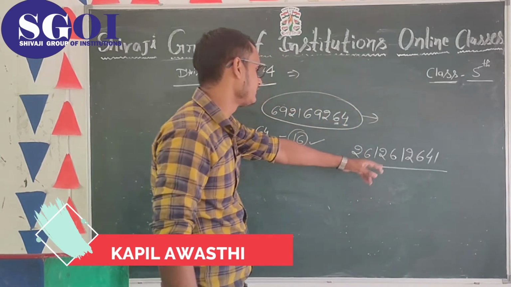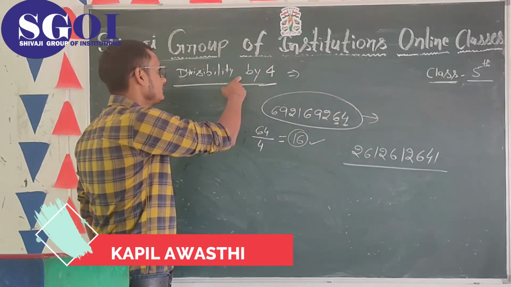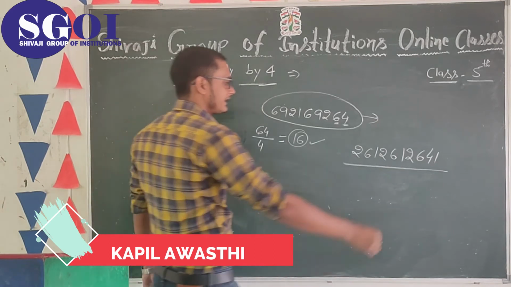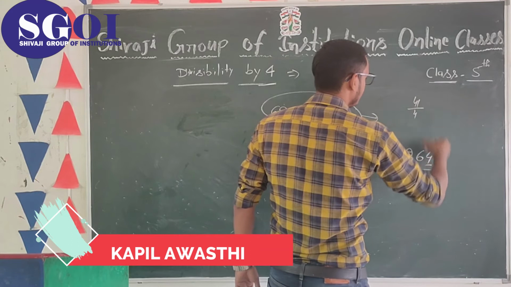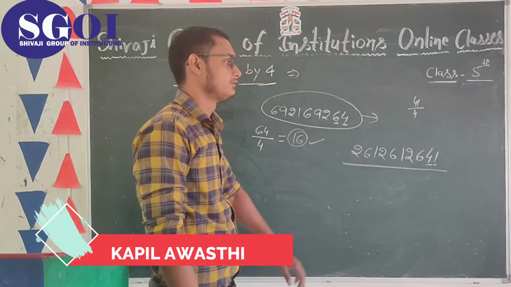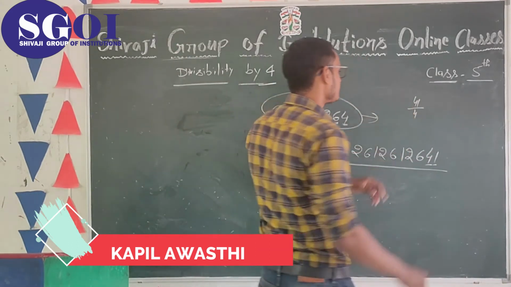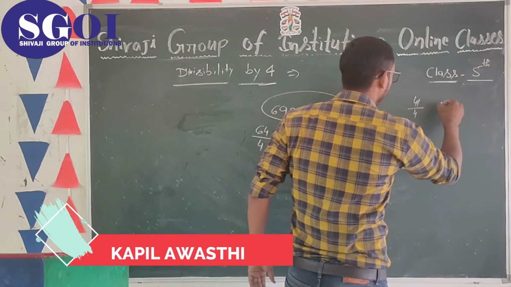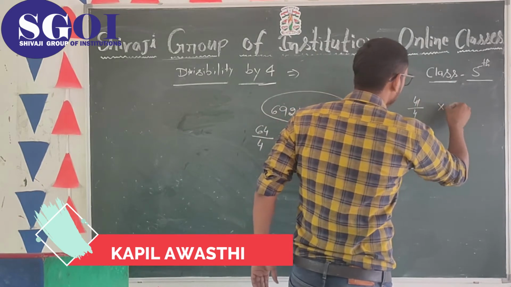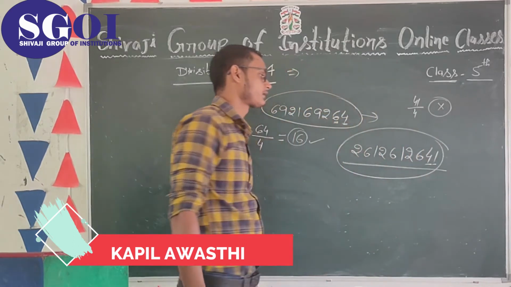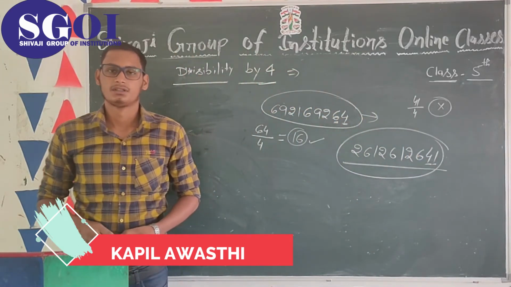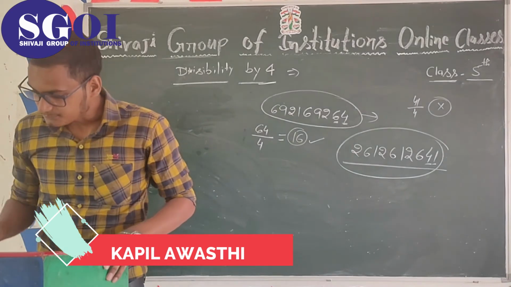Is this number divisible by 4? The tens place and ones place number is 41. Is 41 divisible by 4? No. 41 is not exactly divisible by 4. So this number is not divisible by 4. Understood? Next property.